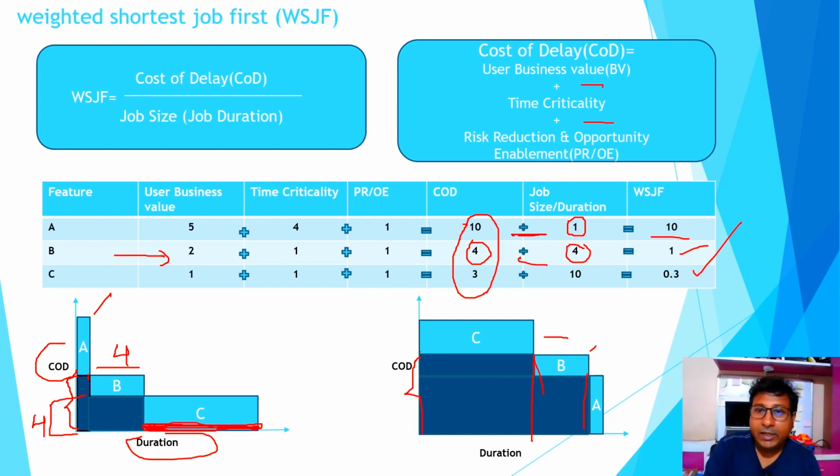That means if you pick up the lowest WSJF item first, it will have a lot more cost of delay impact in the system. That is the thing you need to consider, that you need to reduce the cost of delay, and that is the reason, based on this WSJF calculation, you pick up the highest WSJF item first. Okay, I hope this is clarified.